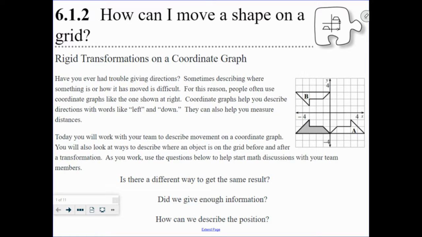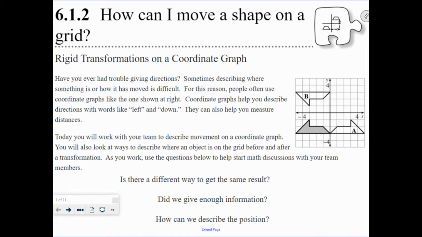So 612, how can I move a shape on a grid? Today we did 611, and you got a chance to play around with that computer game, and I hope you enjoyed it. Hopefully you felt comfortable doing it. We're going to move now from the computer game to a more concrete way of showing that, okay?